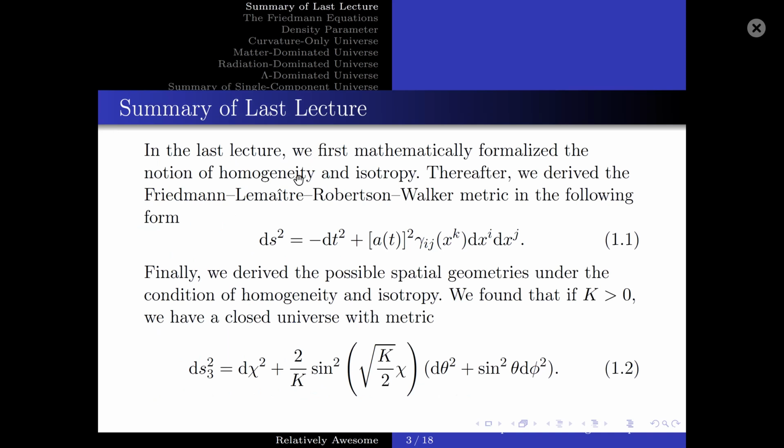In the last lecture, we first mathematically formalized the notion of homogeneity and isotropy. Thereafter, we derived the Friedmann-Lemaitre-Robertson-Walker metric in the following form. And finally, we derived the possible spatial geometries under the condition of homogeneity and isotropy. We found that if k is greater than 0, then we have a closed universe with the following metric.